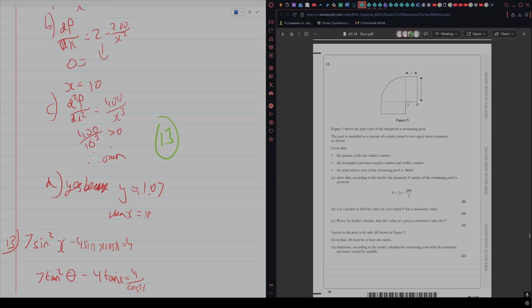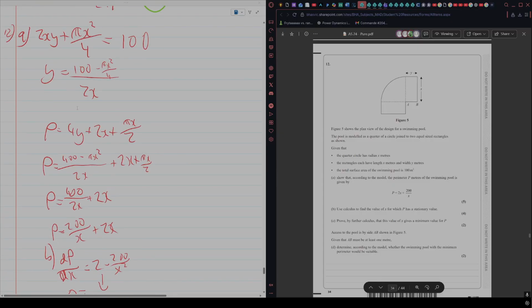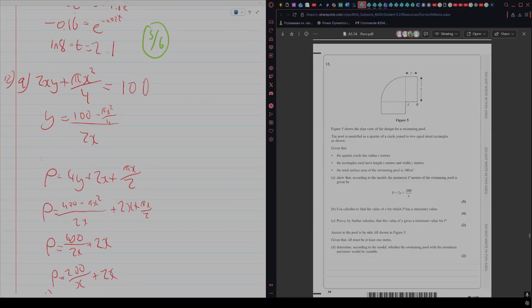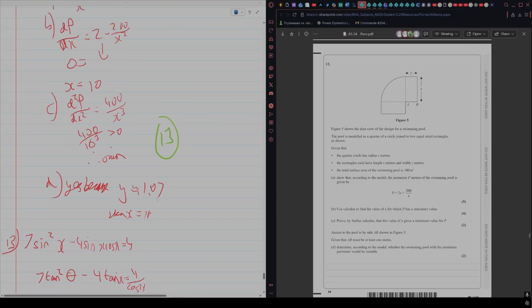So what it's asking is, AB needs to be at least 1 meter, therefore Y must be at least 1. So if you substitute 10 into this original equation we got back here, finding Y in terms of X, you get that Y would be 1.07, which is greater than 1.